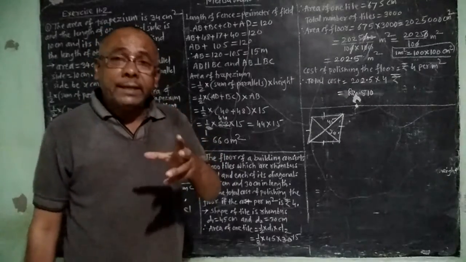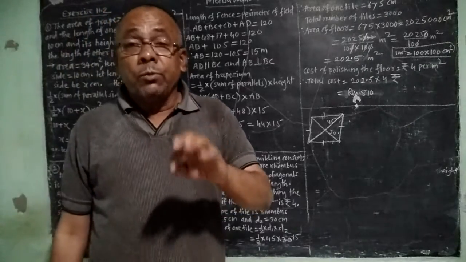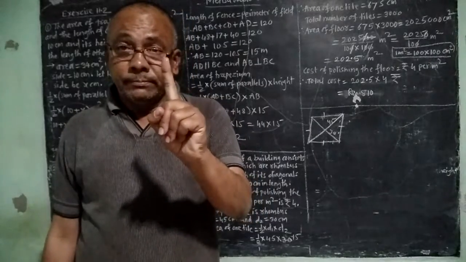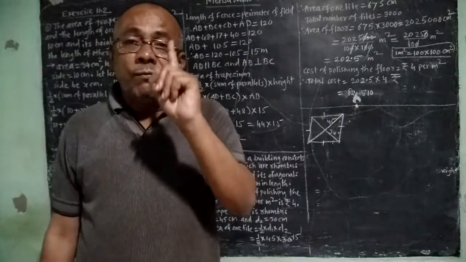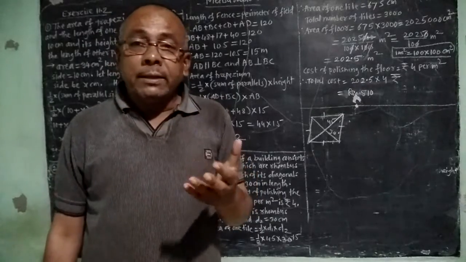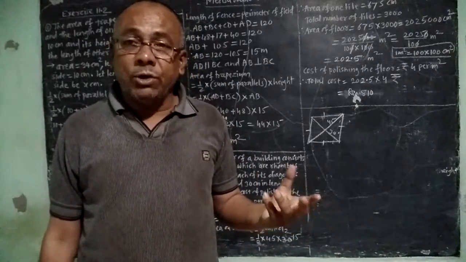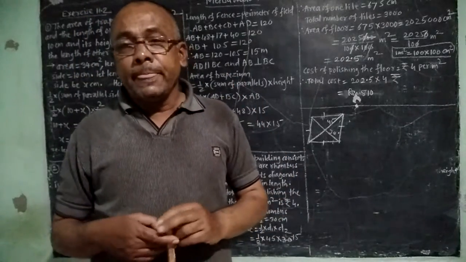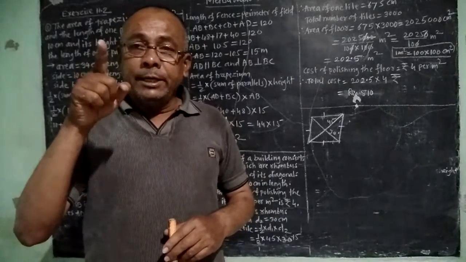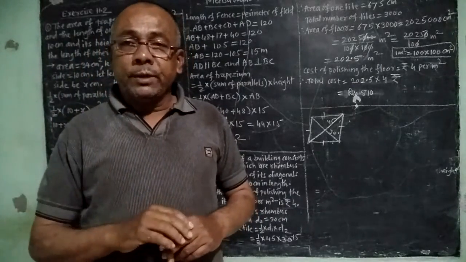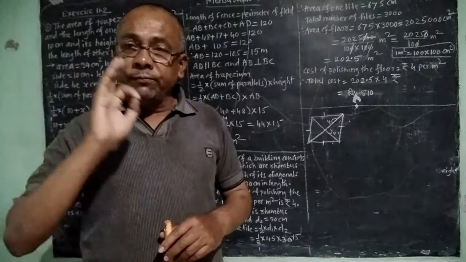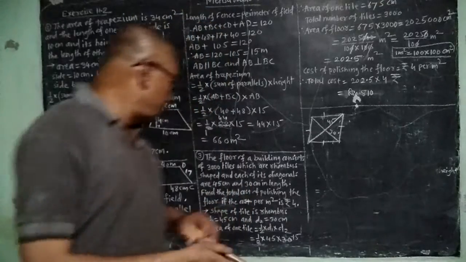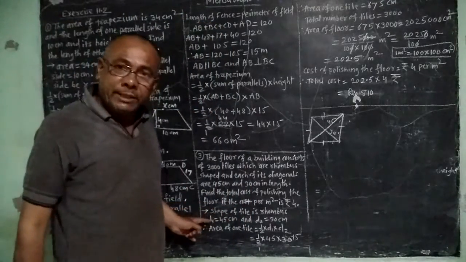So to find the area of the floor, we must know the area of one tile. Means we have to find the area of one tile, and we know that each tile is of rhombus shape, and the area of the rhombus is equal to 1/2 into d1 into d2, where d1 is the length of the first diagonal and d2 is the length of the second diagonal. So we will start to solve this example.